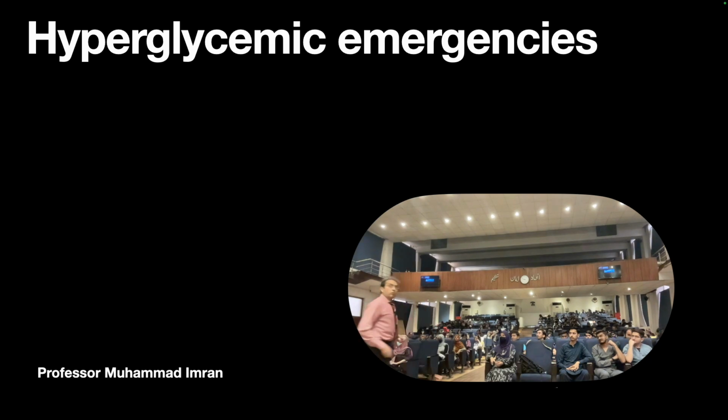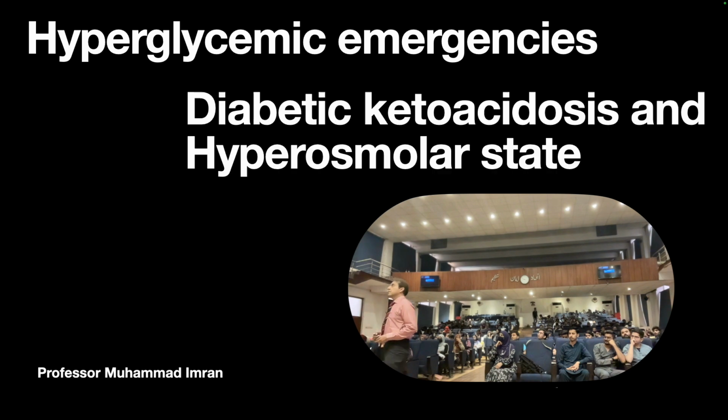So today we are going to see hyperglycemic emergencies: diabetic ketoacidosis and hyperosmolar state. Diabetic ketoacidosis has a persistent name. When I was in medical college, it used to be called DKA or diabetic ketoacidosis. The other condition, the hyperosmolar state, has changed many names.